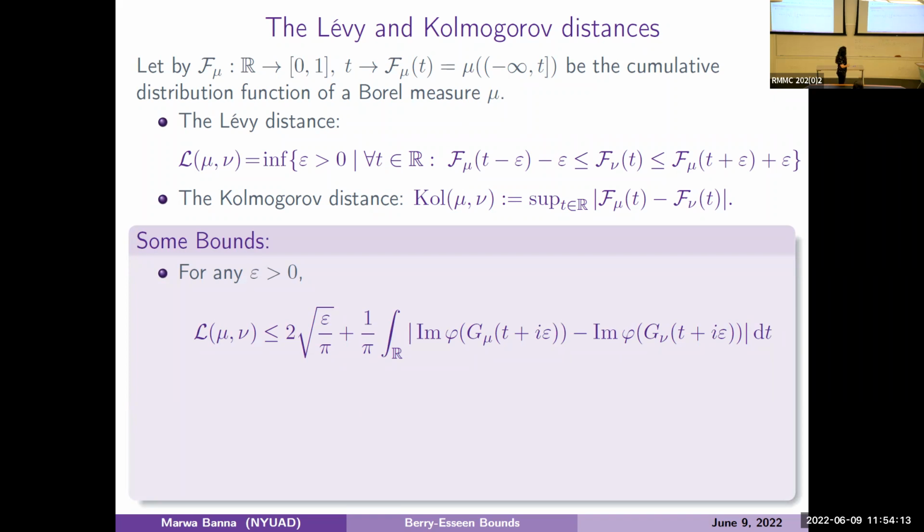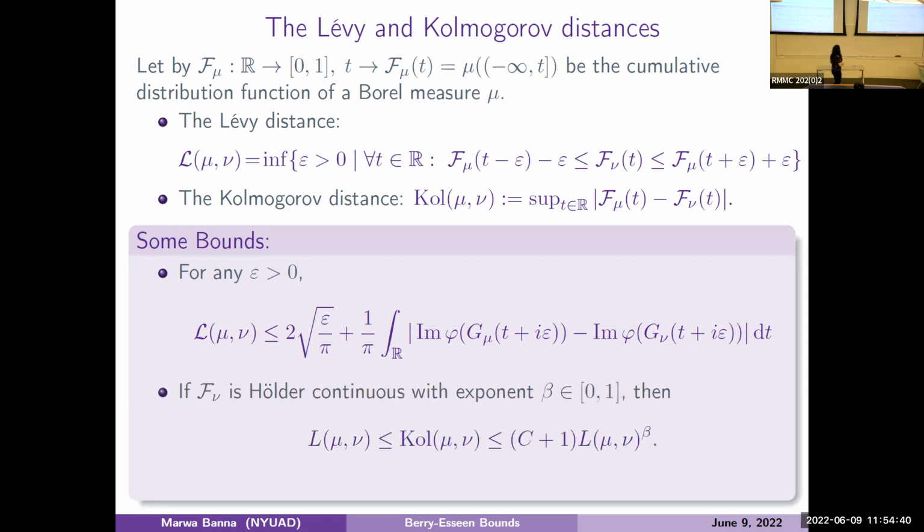So the Levy distance can be upper bounded for any epsilon positive by 2 square root of epsilon over pi plus 1 over pi, and this integral that I was before interested in. So once we have quantitative bounds on this integral, we plug them here. They will be in terms of epsilon and n. And then we optimize over epsilon to get our quantitative bounds on the Levy distance.